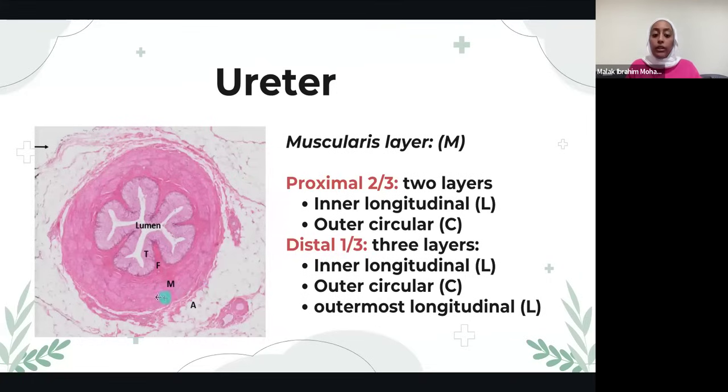They won't ask you to identify it here because it's not visible. However, in different structures, if it's visible, she'll label it for you and you'll see it along the way. But here, just know that the proximal is LC, and the distal is LCL. Inner longitudinal, outer circular, outermost. You always start with the inner and then you go outer. So the proximal is going to be the inner longitudinal and then outer circular. For the distal part, it's going to be inner longitudinal, then outer circular, and then the outermost, which is going to be the longitudinal.